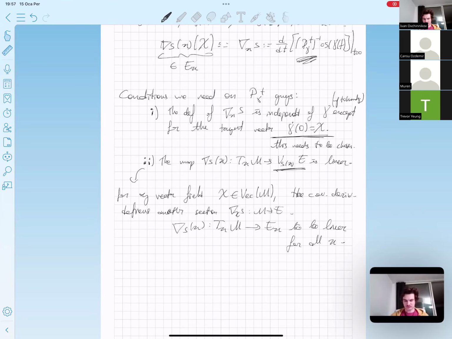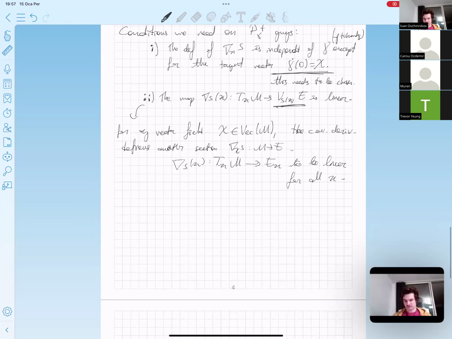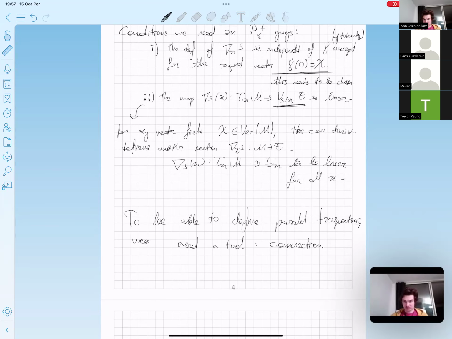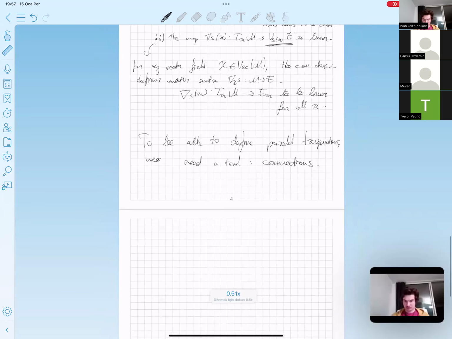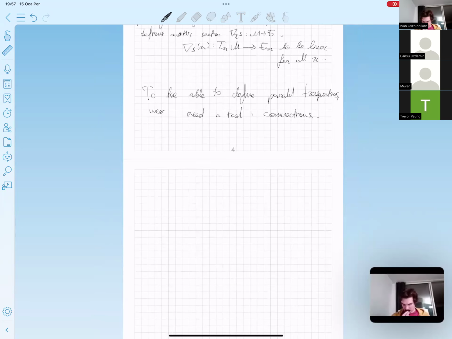So this actually is very physical, and I think it makes lots of sense. Okay. Now, to be able to define parallel transportations explicitly, we need another tool. We need a tool, which are the connections. Okay. So now this is the first half of the talk.